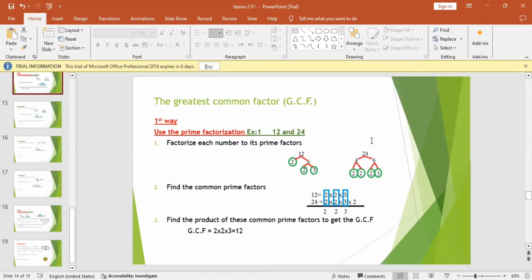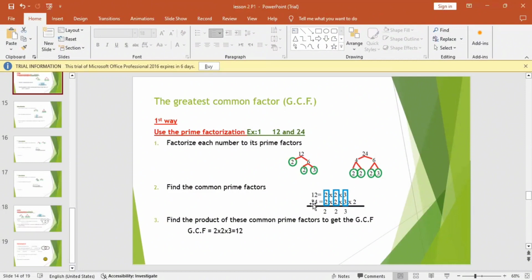So let's go to 24. I can get it by multiplying 4 by 6. 4 is a composite. How can I get it? By multiplying 2 by 2. These are prime factors. Let's go to the other branch. 6, I can get it by multiplying 2 by 3. Now I have 2, 2, 2, and 3.